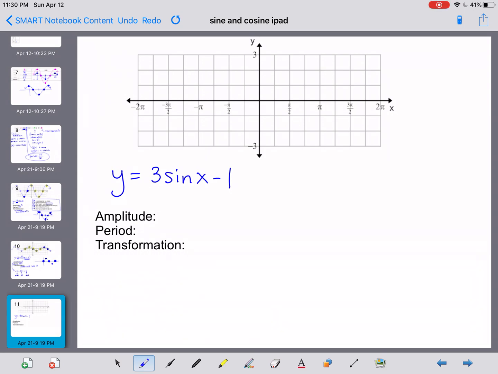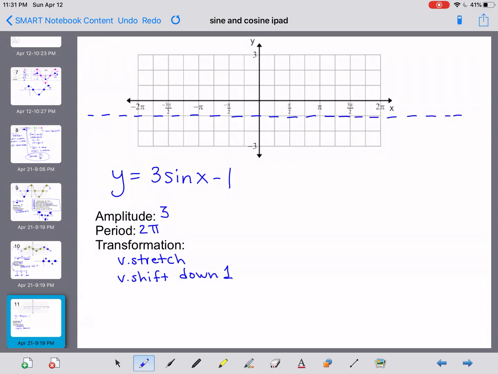Okay, so amplitude is 3. Period is 2 pi because there's no b value there. Transformation is a vertical stretch by a factor of 3. And then this minus 1 is a vertical shift down 1. Okay, so this is where when you have a vertical shift, you need a new middle line. So I'm going to draw that. I'm just moving that x-axis down 1. And now this blue dashed line, pretend that's your new x-axis, right? If you can really pretend this is the new x-axis, that would be great.